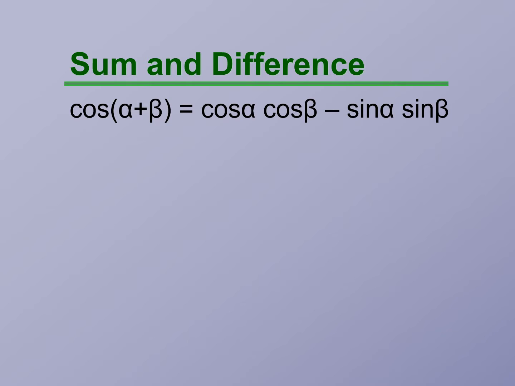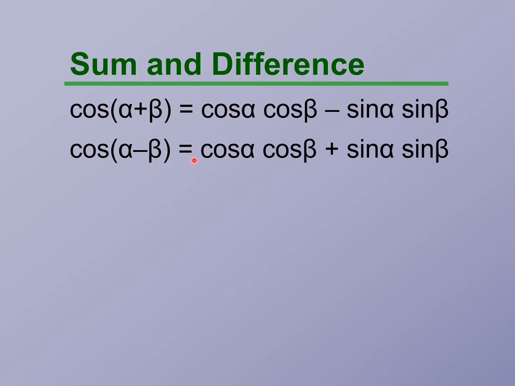So here are your sum and difference identities. First we have cosine of alpha plus beta. So these are just two different angles. Cosine of an angle plus an angle is equal to cosine of the first angle times cosine of the second angle minus sine of the first angle times sine of the second angle. Then you have the difference. So cosine of an angle minus the second angle is equal to cosine of the first angle times cosine of the second angle plus sine of the first angle times sine of the second angle.